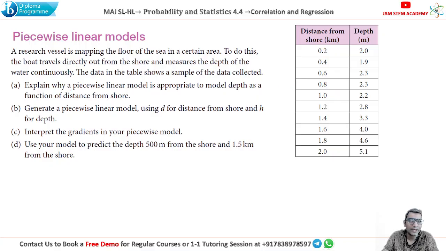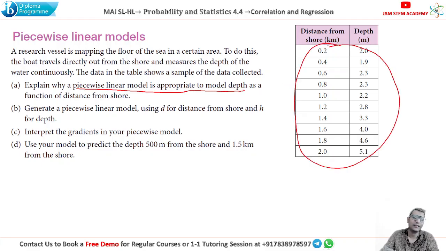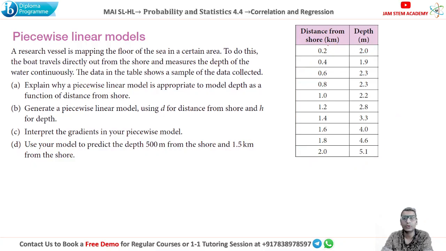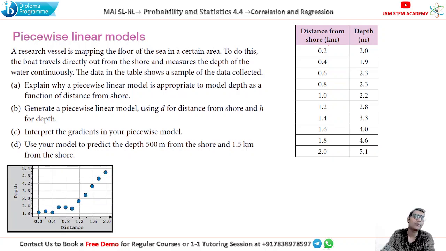So the first part is to explain why a piecewise linear model is appropriate. Why don't we use only linear regression? Let's have a look at the scatter diagram first. As I already gave you the method to draw the scatter diagram, it will look like this. What can you say? Is it linear? Can you say it is linear?